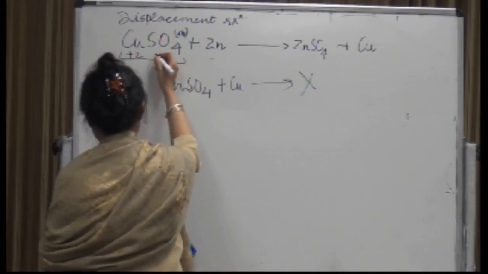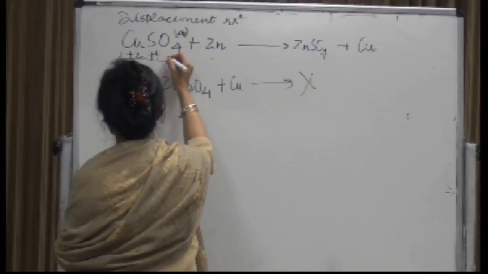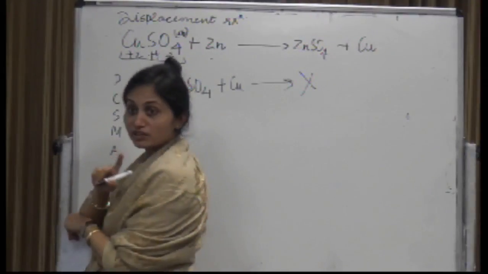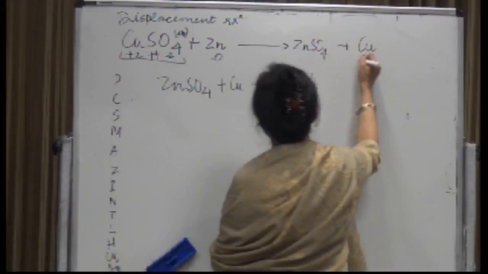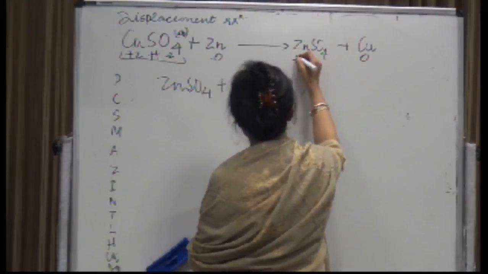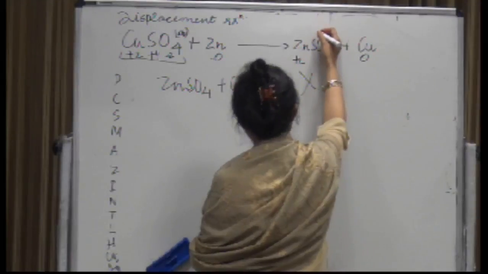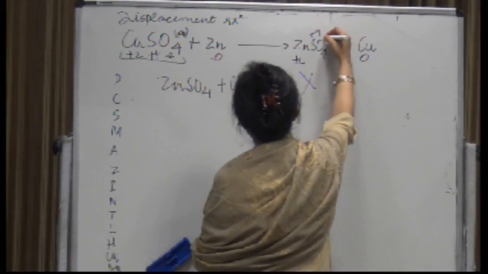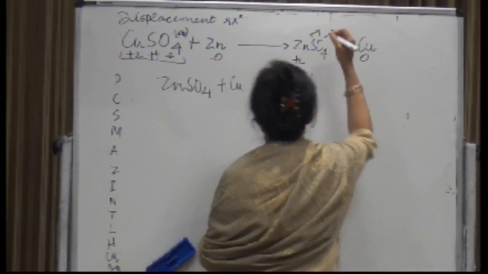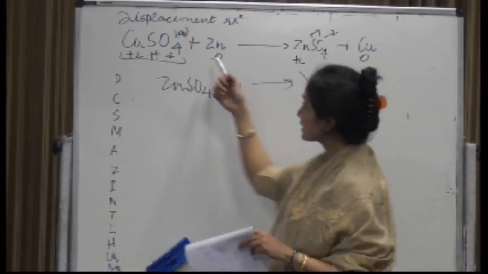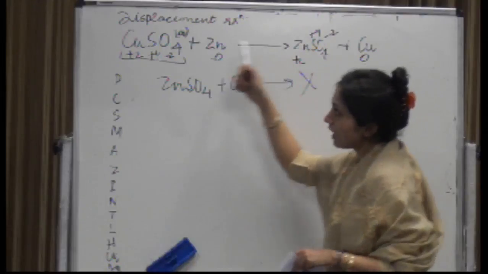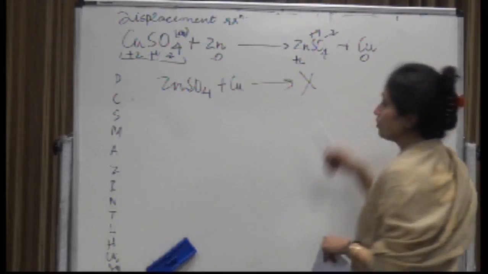Okay, let's write down. It's plus 2, plus 4, minus 2, each element I said. So this is 0. This is also again 0. And this zinc becomes now plus 2. Sulfur is like plus 4 only. And this is minus 2. Oxygen is minus 2 only. So what is happening? Your zinc is getting oxidized to plus 2 and copper is getting reduced to 0.